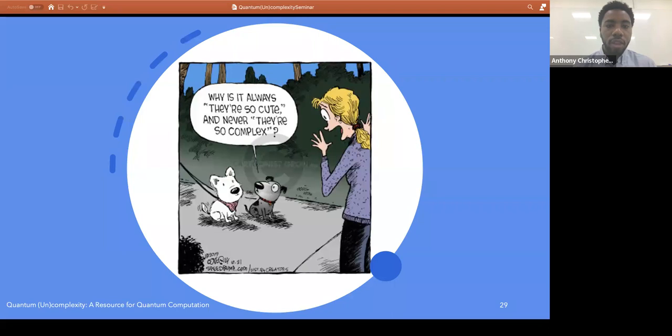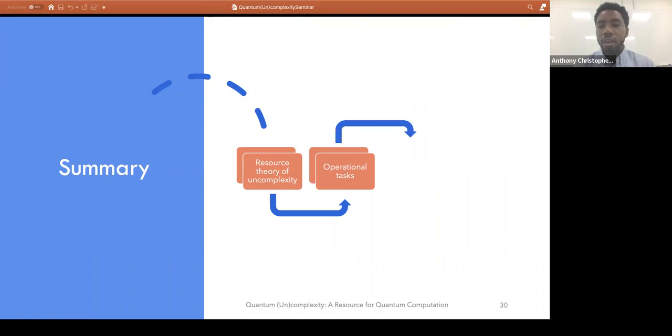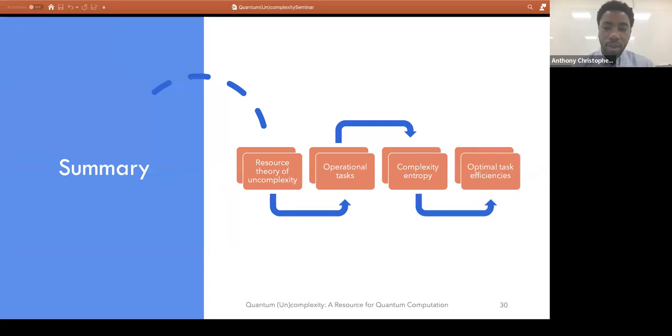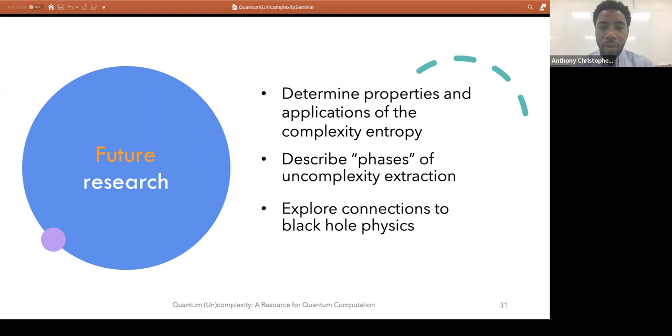So that basically concludes the talk. Let's summarize what we did. First, we defined a resource theory of uncomplexity, after which we discussed operational tasks that can be performed within the resource theory. From there, we defined a complexity entropy, whose purpose is to quantify the optimal efficiencies with which we can perform the task. Let me skip over future research in respect of time.